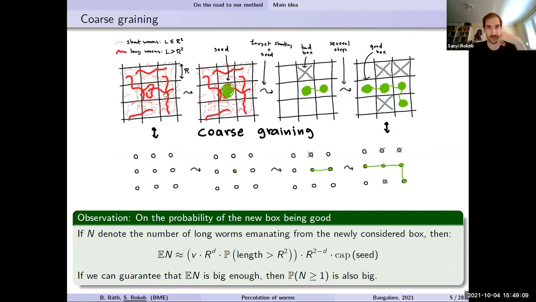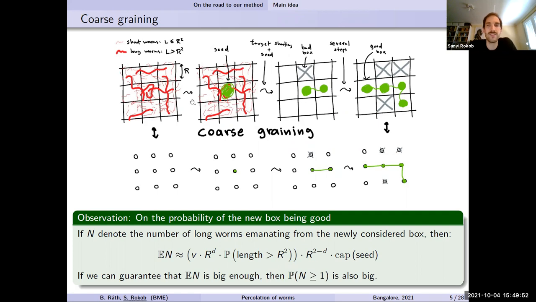So at the leftmost picture, we have Z^d divided into disjoint subsets, and these are the worms for us. The subsets are boxes of side length R, and depending on this R, we can divide our worms into two categories. There will be the short worms, whose lengths are less than or equal to the square root of R, and there will be long worms, whose lengths are bigger than the square root of R.